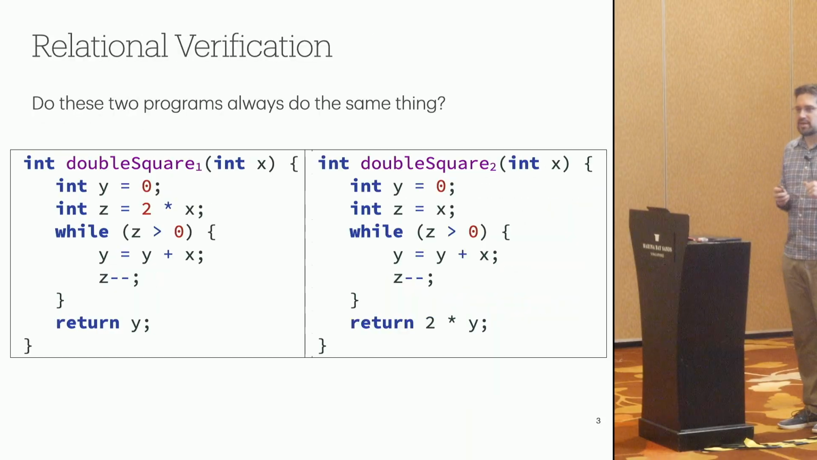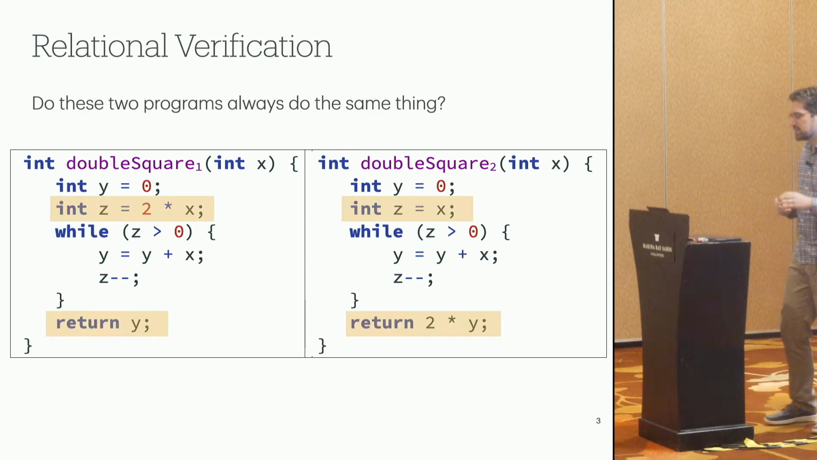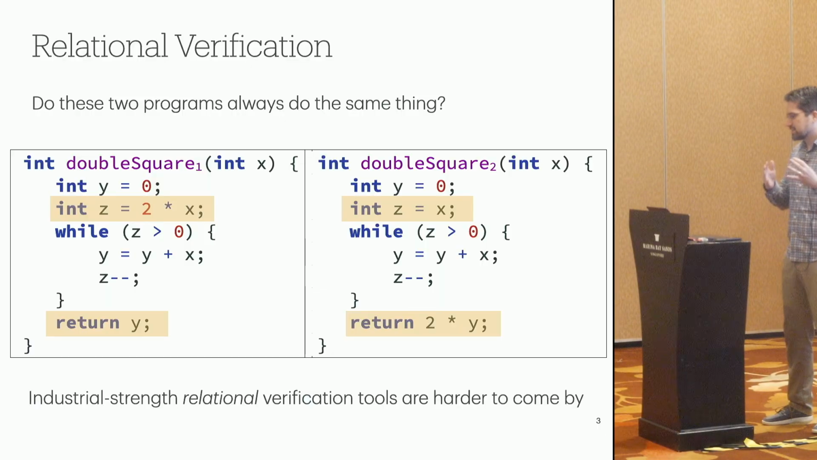But not every question that we have deals with only one program execution. We might have some that deal with multiple program executions, maybe multiple programs. Here's an updated version of double square that's, I guess you could say, optimized. It needs half the amount of loops to get to its result. And we might want to ask, do these two programs do the same thing?